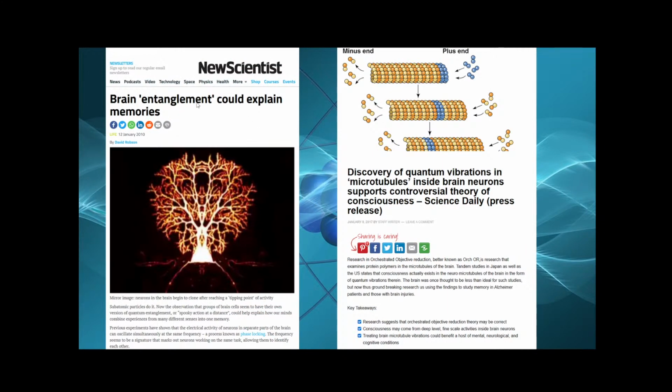New Scientist magazine: brain entanglement could explain memories. Subatomic particles do it. Now the observation that groups of brain cells seem to have their own version of quantum entanglement, or spooky action at a distance. This could help explain how our minds combine experiences from different senses into one memory. Previous experiments have shown that the electrical activity of neurons in separate parts of the brain can oscillate simultaneously at the same frequency, a process known as phase locking. The frequency seems to be a signature that marks out neurons working on the same task, allowing them to identify with each other. We're talking about groups of neurons that are coupled oscillated together through the quantum process of entanglement.